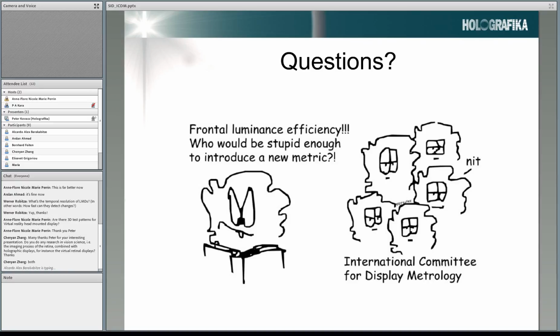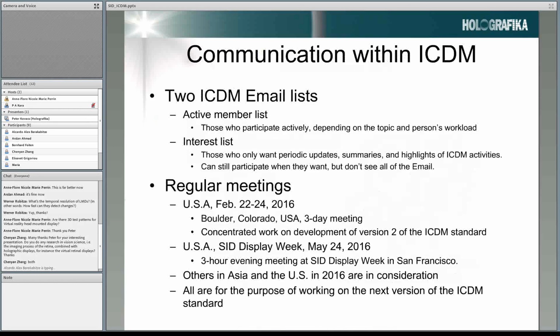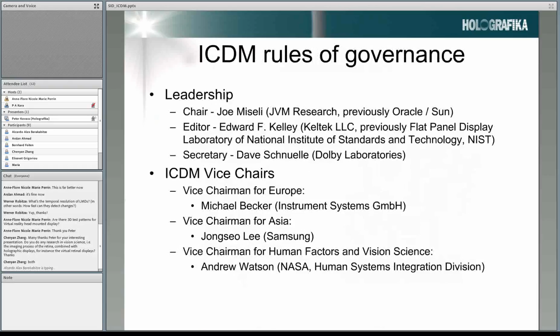But there might be, as you can see, a person who is specifically dealing with human factors and vision science, Andrew Watson from NASA. I would suspect that he might be doing something in this area, probably not about holographic displays, but it could be interesting to ask. Does this answer your question?